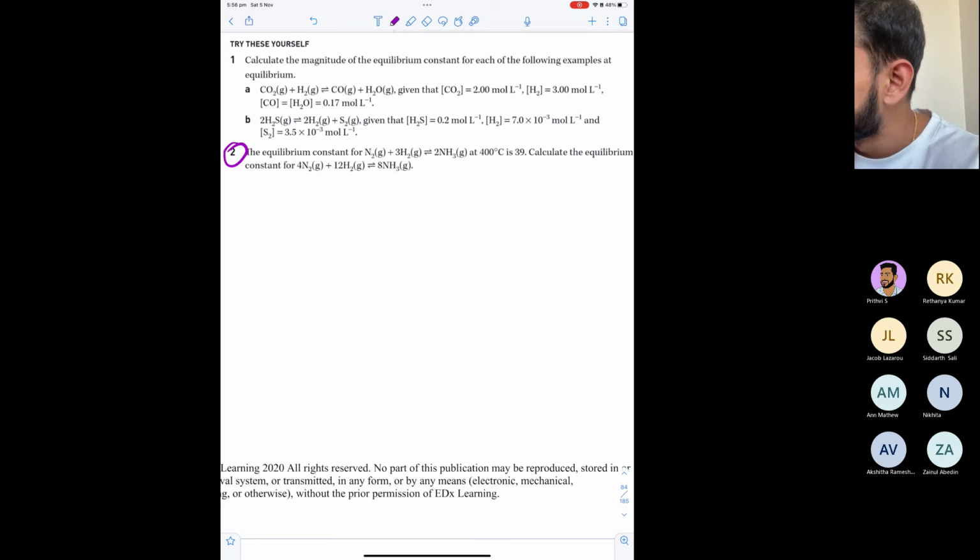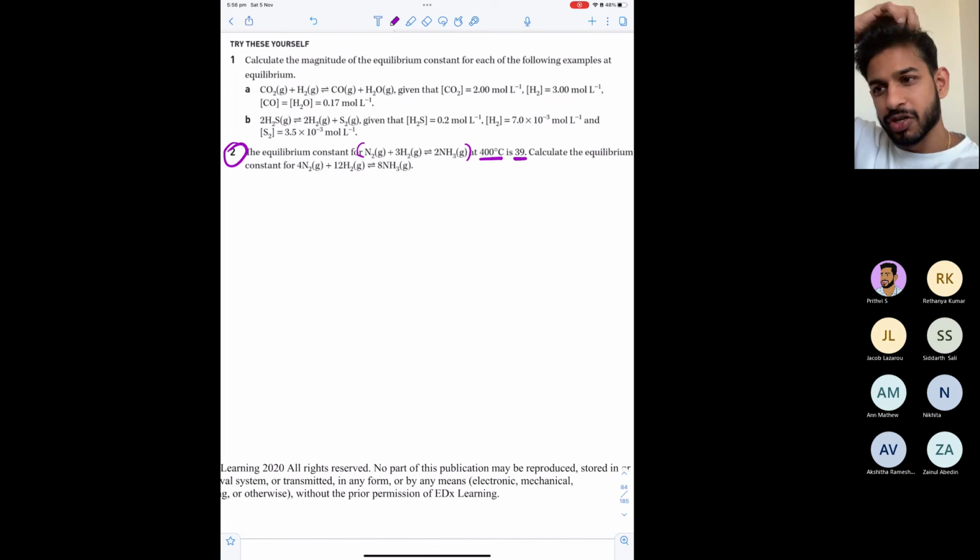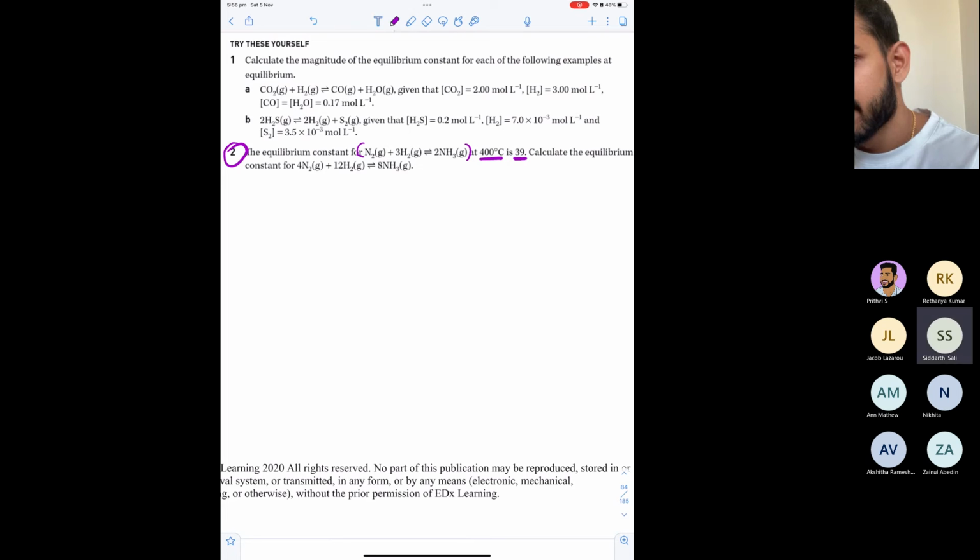Okay. So they've told us the equilibrium constant for this reaction here at a particular temperature is 39. Why have they given us a temperature? Why have they done that, Sid? Could you repeat the question? Why have they told you that the K constant is 39 at 400 degrees? Why have they given you temperature for this question? Because there will be a change in the KEQ value after the change.